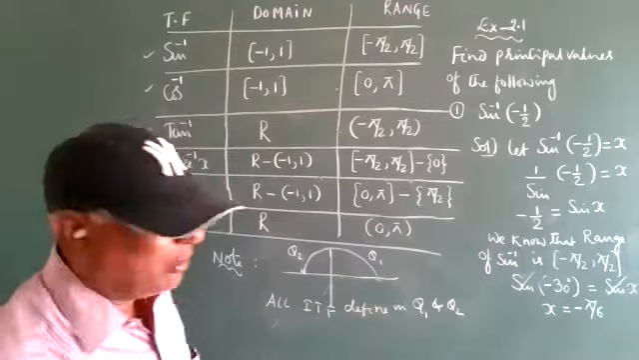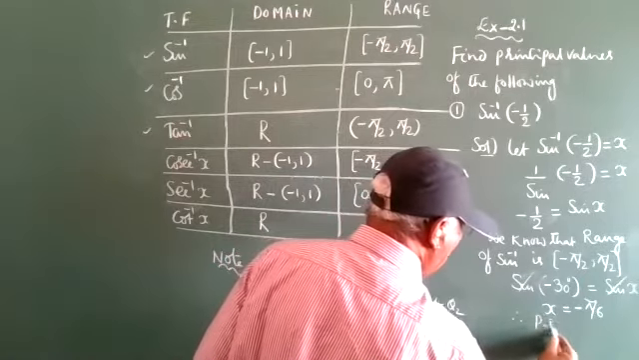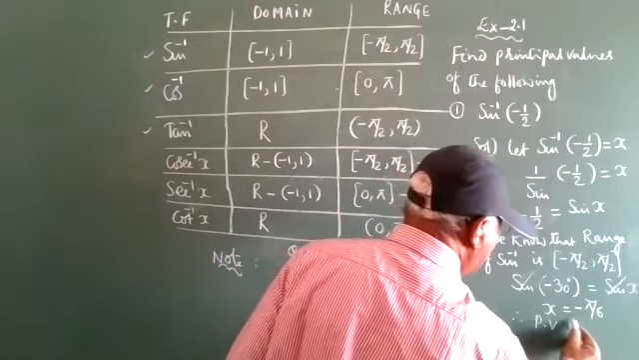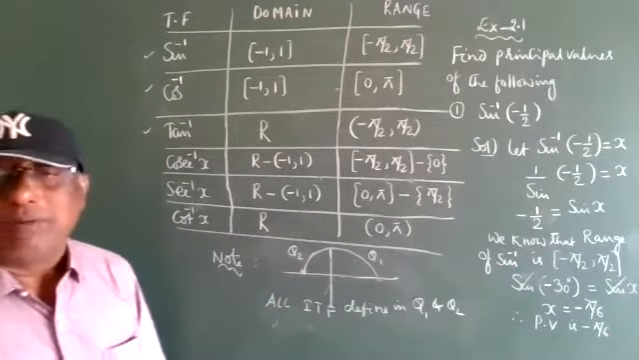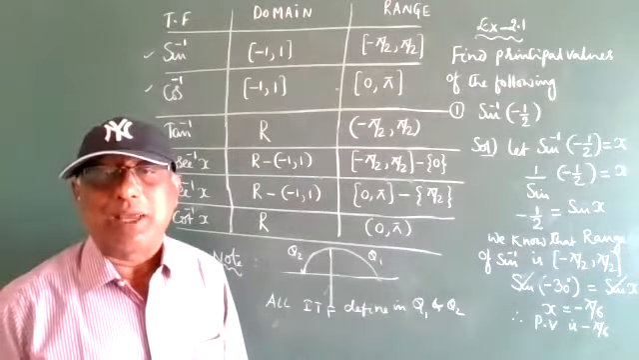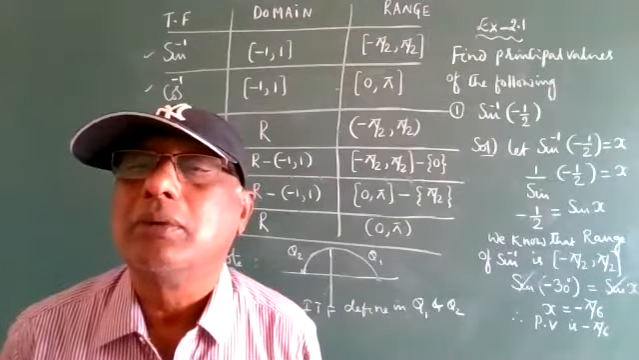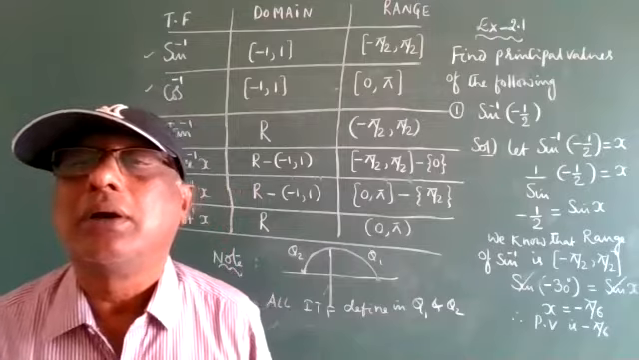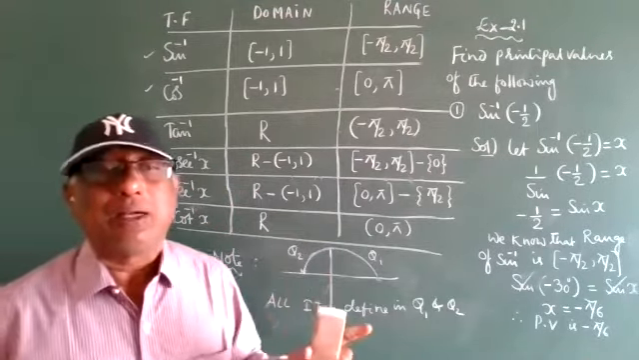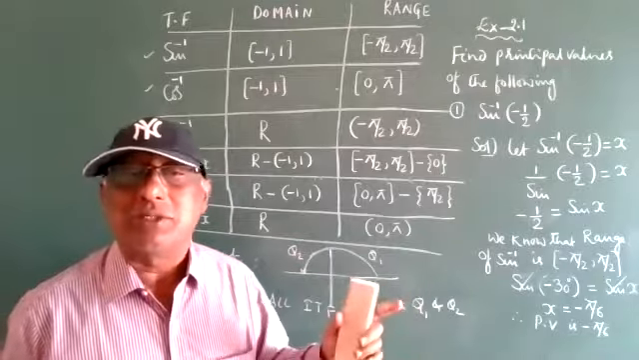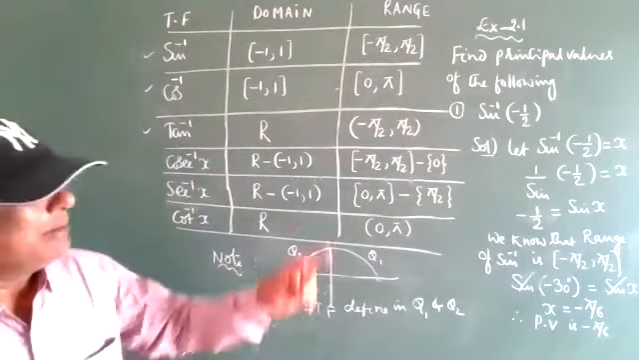Therefore, the principal value is minus pi by 6. Okay? If the exercise is completed, fine. If not completed, I will send the theorems video separately. So clear, everyone?